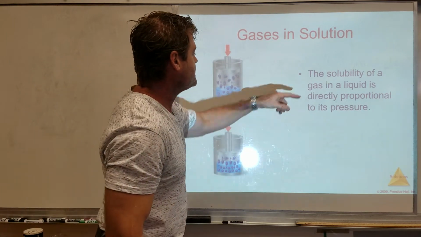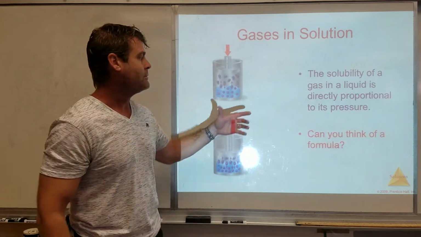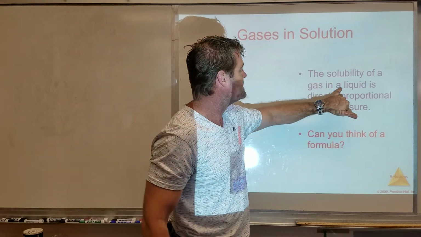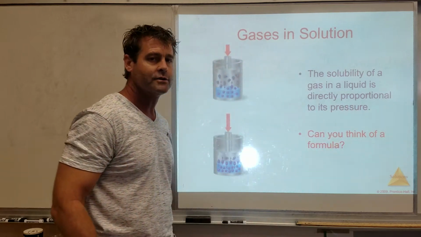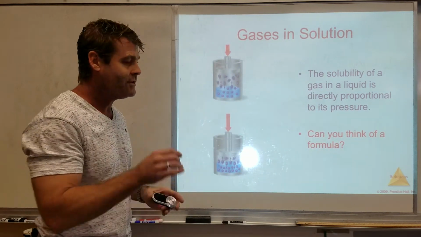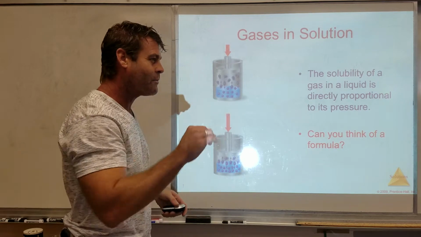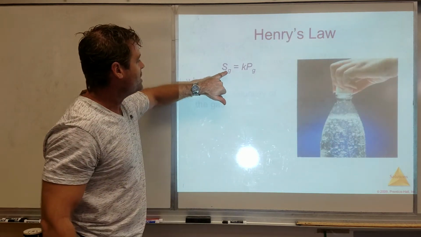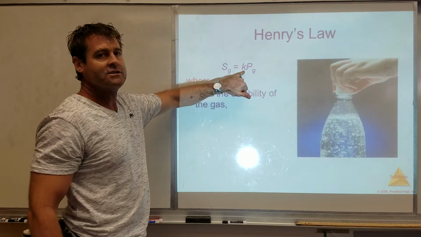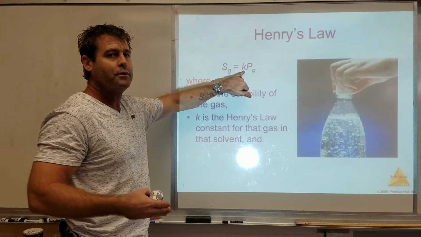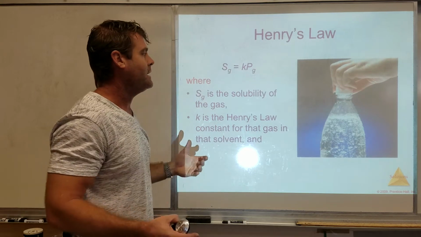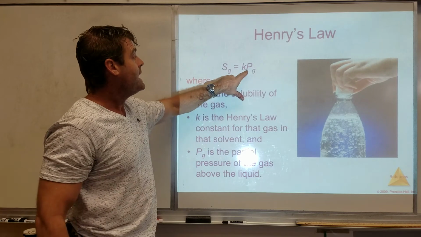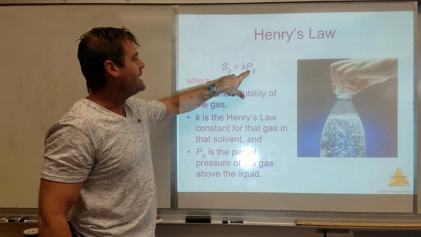Based on this, I'm thinking you could probably come up with a formula. It's a pretty simple formula. Think about how you could translate this mathematically. The solubility of a gas in liquid is directly proportional to its pressure. I would like you to pause it and try to write out what the equation might look like. Here it is. Basically, it's really simple. The solubility of a gas is equal to k times the pressure of the gas. Remember, small k is just a constant. It's what you put there to make your equation work out correctly.